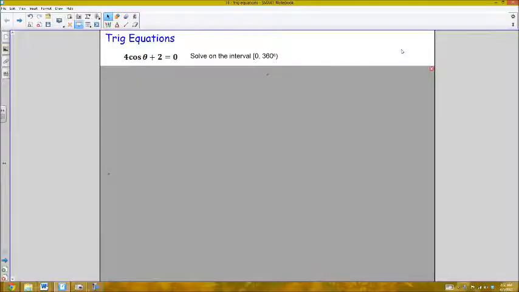Bueller. Trig equations. Now, trig equations, when solving them, you can either be solving them on an interval, either in degrees or radians, or you could be solving for the general solution. So we're going to go through both examples in this video.